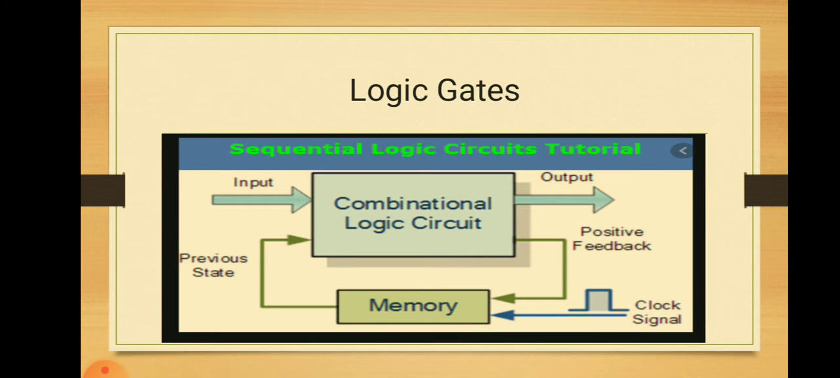Then logic gates, look at this diagram, sequential logic circuit tutorial. This is an input combinational logic circuit and it gives to memory storage the previous state and positive feedback. This is a clock signal provided by the memory. This is a previous state by the combinational logic circuit, then executing the working for the logic gate and getting its output. This is a logic gate diagram.